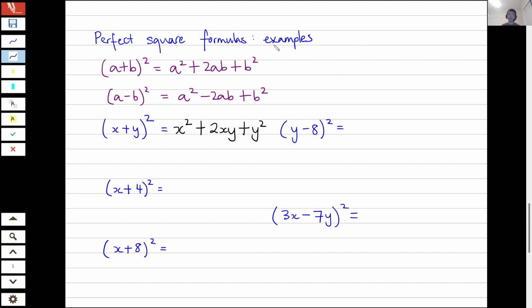Now, before we continue, I want to remind you that 2ab means 2 times a times b. That's going to be important once the letter b becomes a number, like it is in this second example. So this time, I'm going to have x squared plus 2, and this time I'm going to write it out like this. A is x, so it's 2 times x, and b is now 4. So it's 2 times x times 4 in the middle, plus y squared.